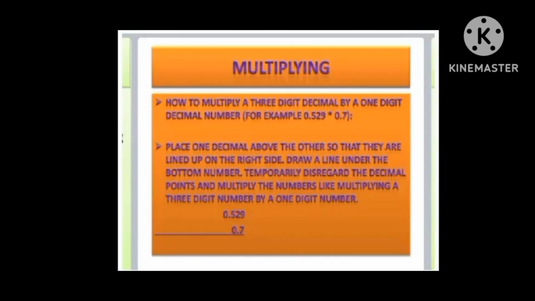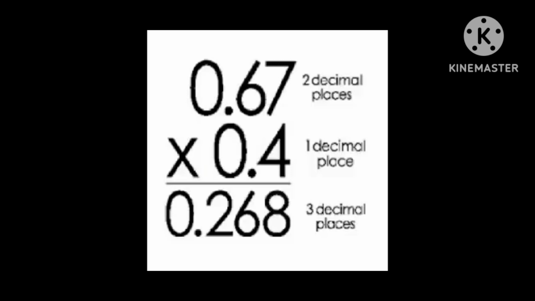So, how do we multiply two-digit decimal numbers? These are the examples. 0.67, 2 decimal places, times 0.4, 1 decimal place, equals 0.268.